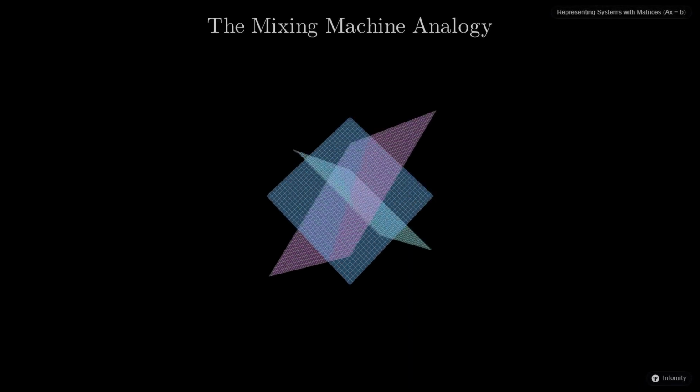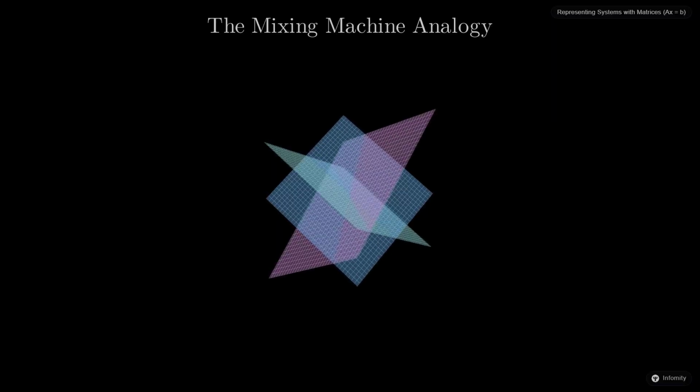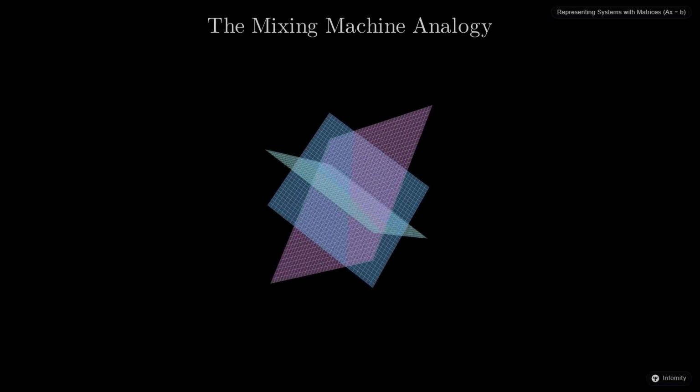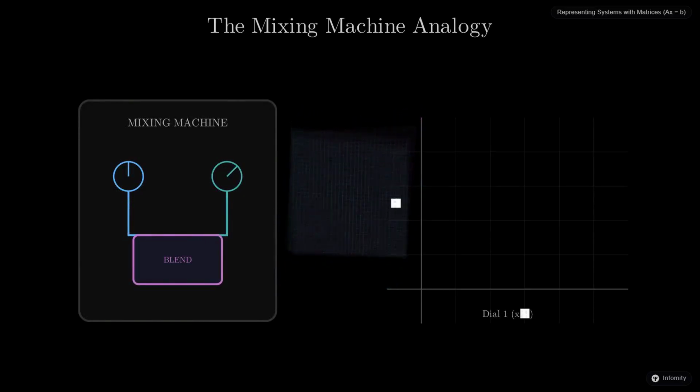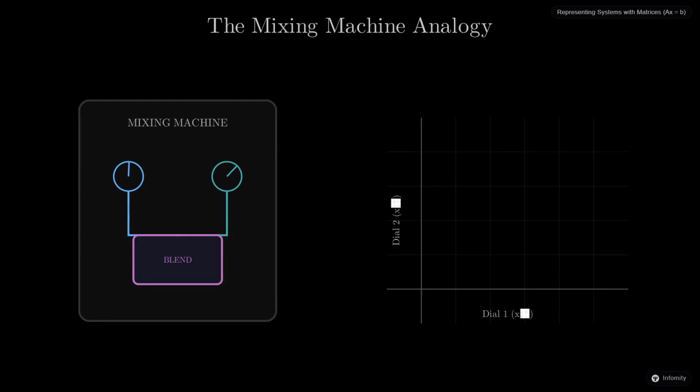Stop thinking of matrices as grids. See them as compact mixing machines. Imagine factory dials controlling ingredients through pipes to package a blend. To do this, we map dials to variables on a grid. Turning dials moves a vector across our coordinates.